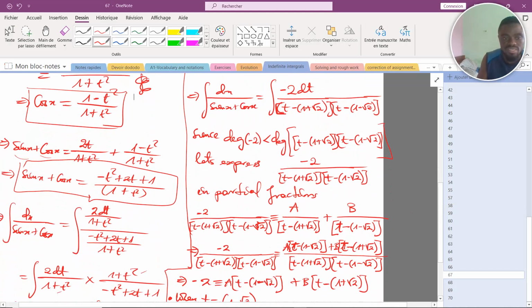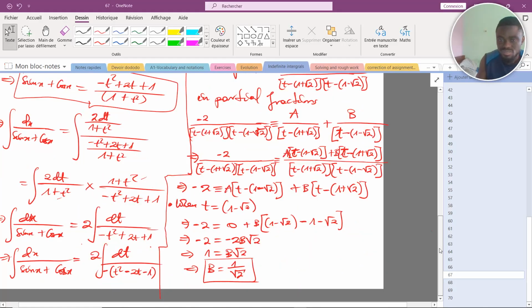Now, this implies the integral of dx all over sine x plus cos x will be what? Our dx was 2 dt on 1 plus t squared, and our sine x plus cos x was what? Minus t squared plus 2t plus 1 all over 1 plus t squared, which will be this. So let me drag this down. So this implies this integral will be equal to 2 times this.